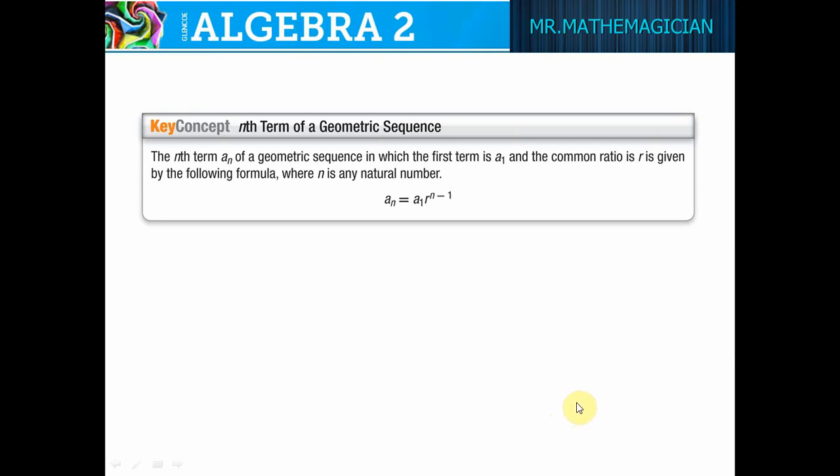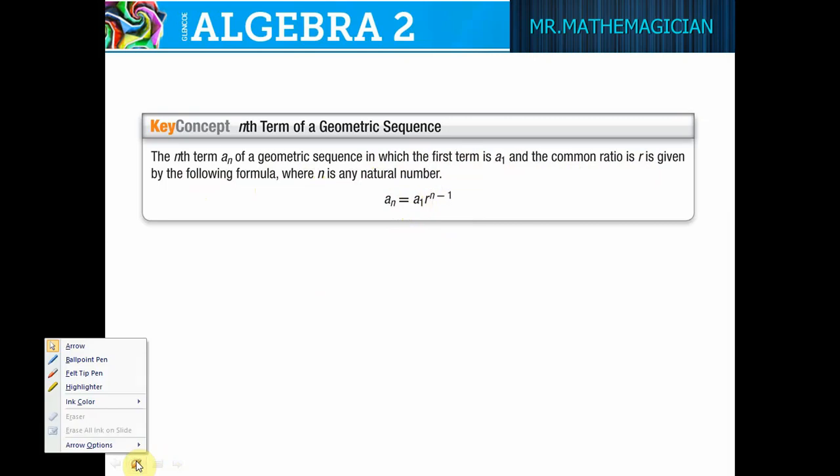This is Mr. Mahmoud explaining Algebra 2, Chapter 6, Lesson number 3, Geometric Sequences and Series. The nth term of a geometric sequence. The nth term, an, of a geometric sequence in which the first term is a1 and the common ratio is r, is given by the following formula when n is any natural number. An equals a1 r to the power of n minus 1.